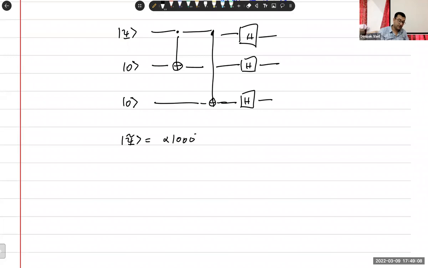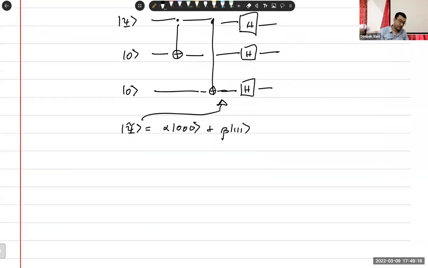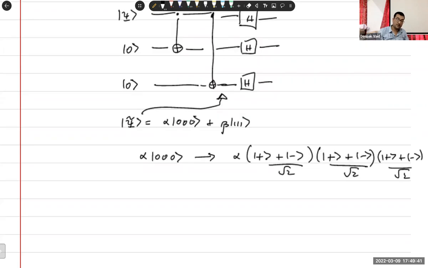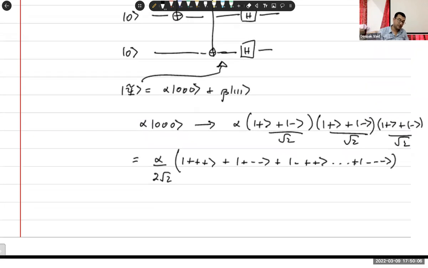Well, first you end up with this state, right? At this stage, after the first two C naught gates. And then when you apply Hadamard, what happens? Alpha 000, for instance, goes to alpha by root 2, right? So you replace each 0 by a superposition of plus and minus states like this. And so what will you get? You'll get alpha by 2 times plus, plus, plus, plus, minus, minus, minus, plus, plus, right? Like this. There'll be 8 of these, right? So you are getting all of the permutations of the plus and minus states. This is what happens to alpha.